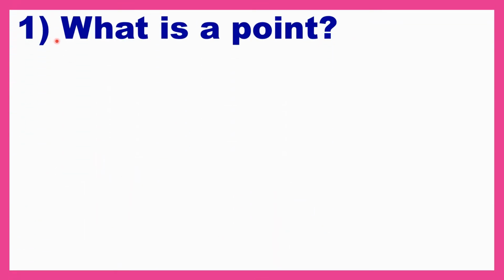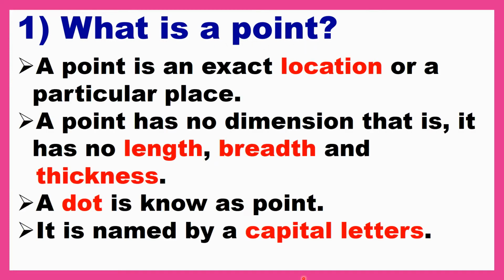Students, first of all, let us learn what is a point. A point is an exact location or a particular place. A point has no dimension, that is, it has no length, breadth, and thickness. A dot is known as point. It is named by capital letters.